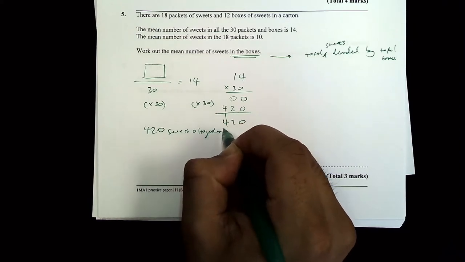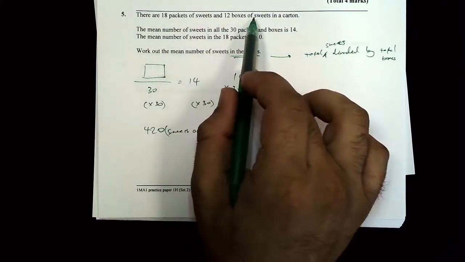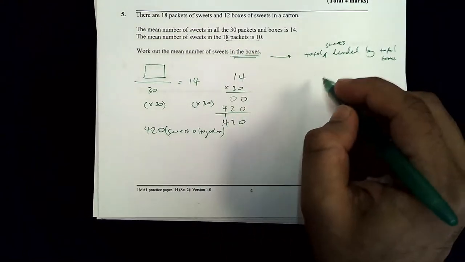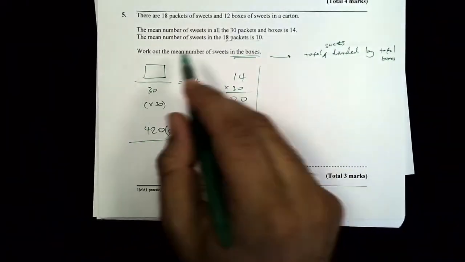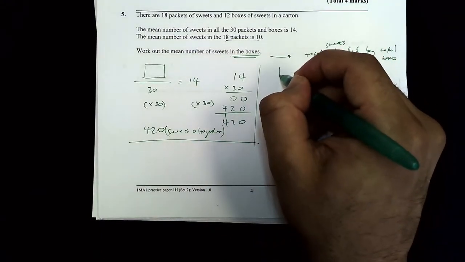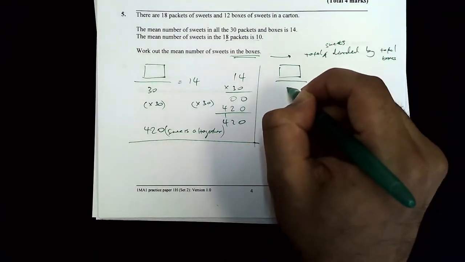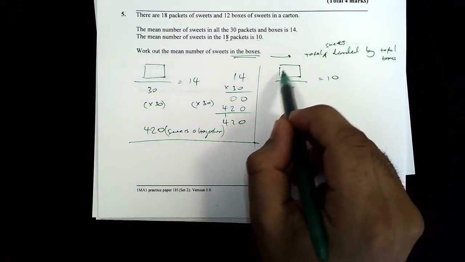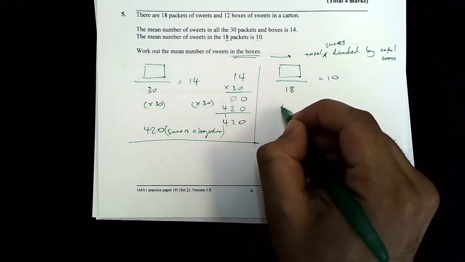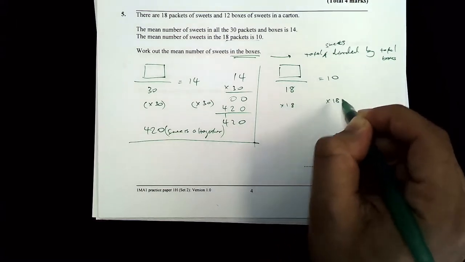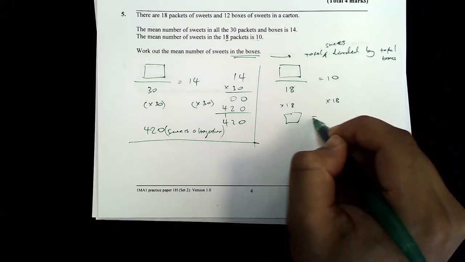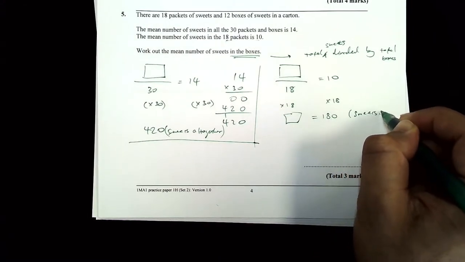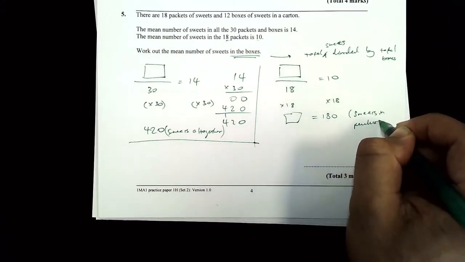Okay, so that's what I've just worked out. In all of them, there's 420. Now, in the packets, the mean is 10. So, at the same time as this being true, that's true. At the same time, a number divided by 18 gives me 10. So, this is the total sweets in the packets. So, if I times by 18 now, that'll give me the total, which is 180. So I've just worked out there's 180 sweets in packets.